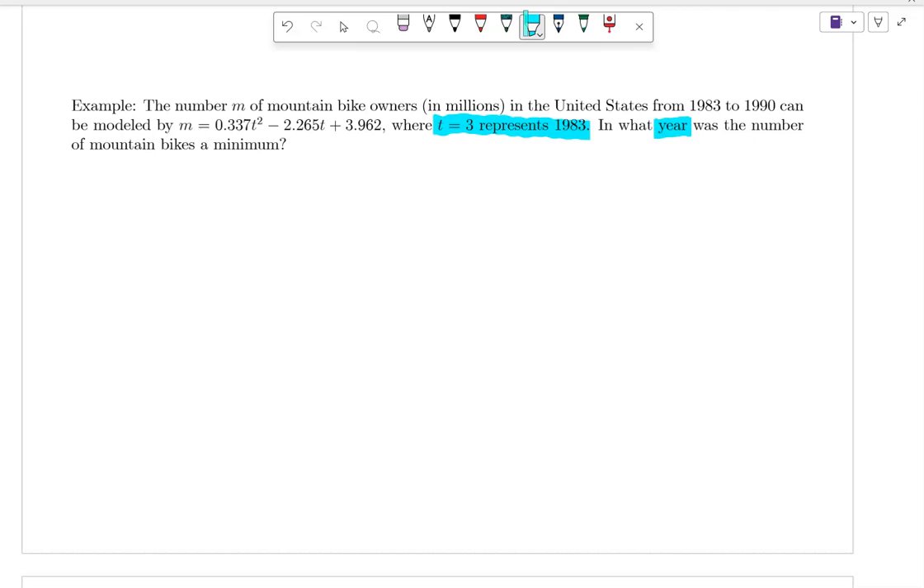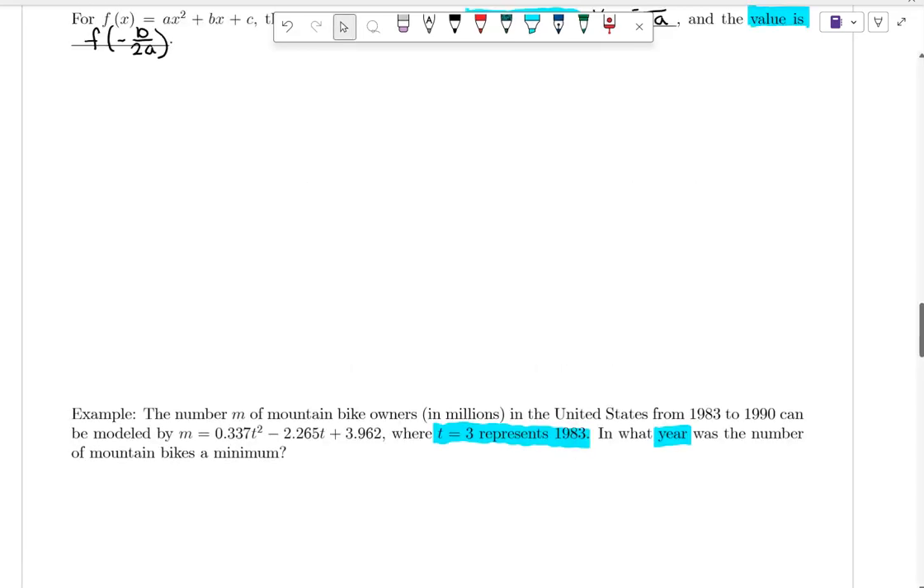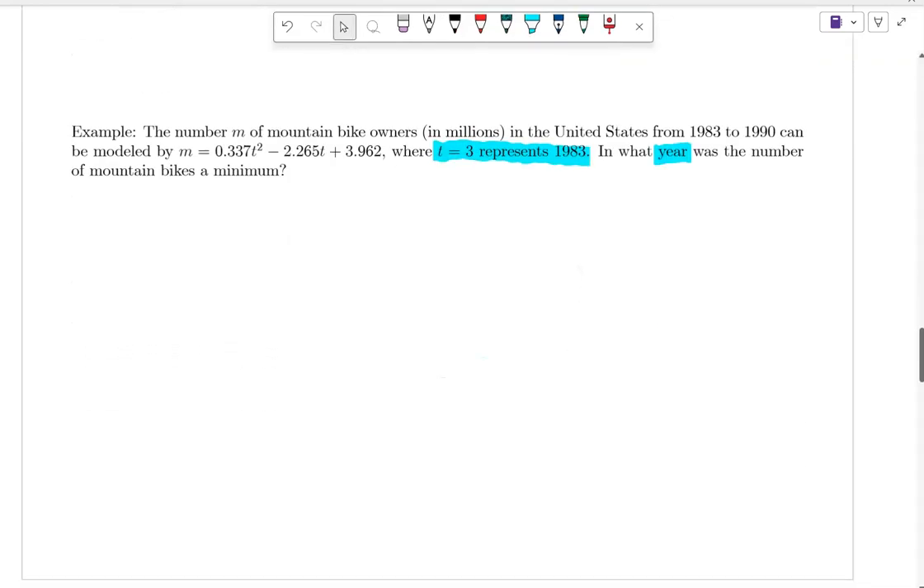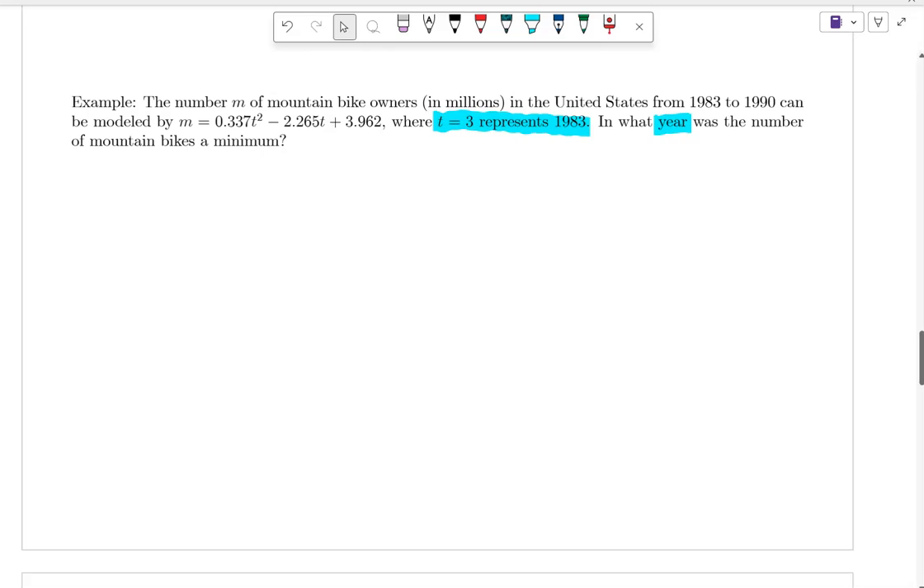So really what we're just trying to find for this problem is this right here. We don't need to plug it in. We're just finding what our x is. All right. So we have our formula. We're just using t in this case instead of x. So we have t equals negative b over 2a.